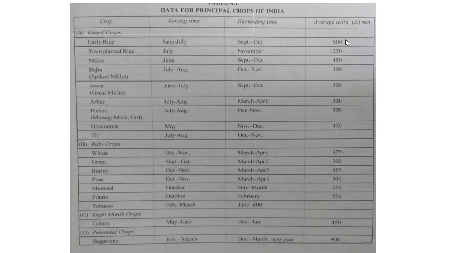Then the average delta: a delta is nothing but the depth of water required for the harvesting of the crop. It is highest for rice, that is 1250, for transplanted rice. And for early rice, we require an average delta of 900 millimeters. Here it has been shown in the unit.